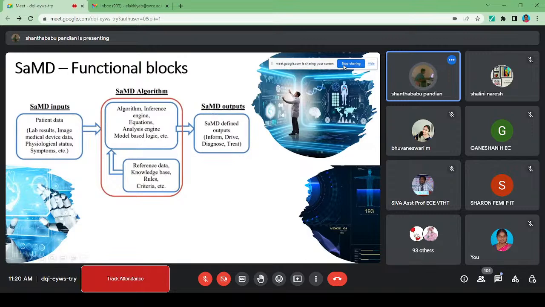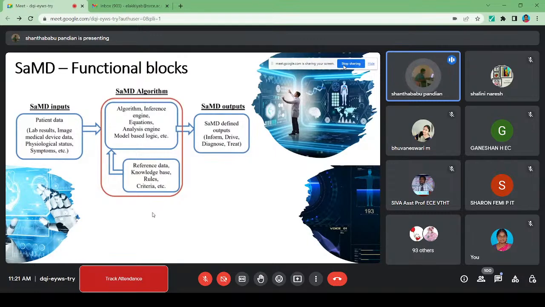And then the output can be in the form of a drive or diagnosis or treatment, what kind of next things, action items we can take up. So that specific SaMD will give the solution. And internally, we need to build that reference data, knowledge base, rules, criteria. That's also very important, because without that, we cannot decide anything, right?